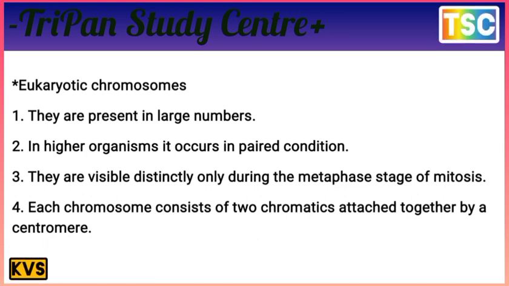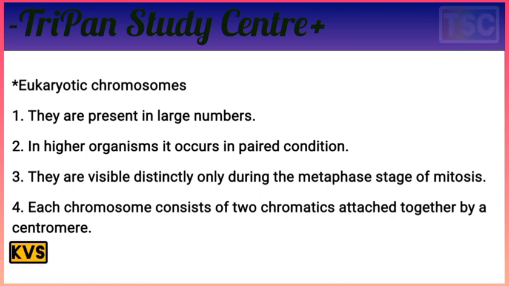And the next, they are visible distinctly only during the metaphase stage of mitosis. That's important. Each chromosome consists of two chromatids attached together by a centromere.